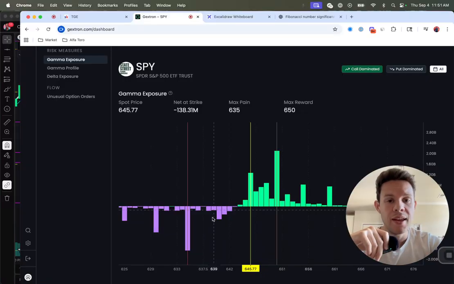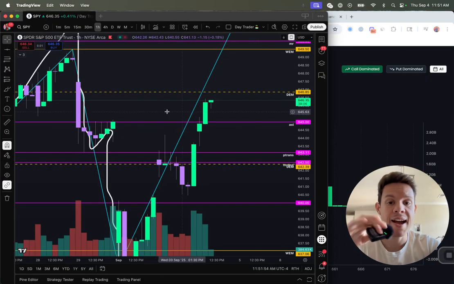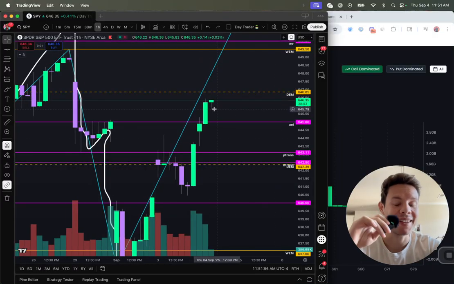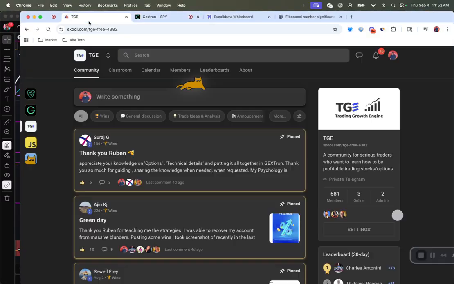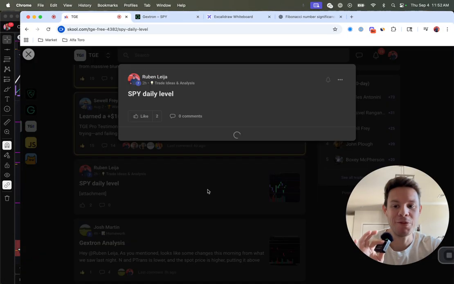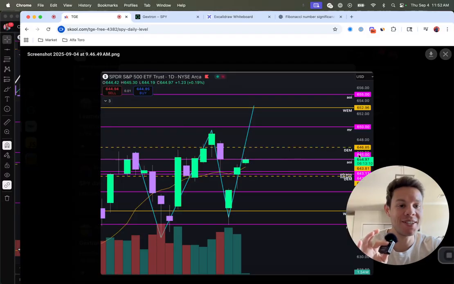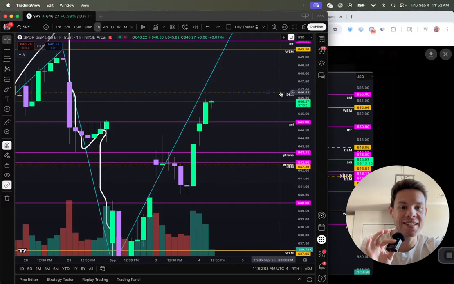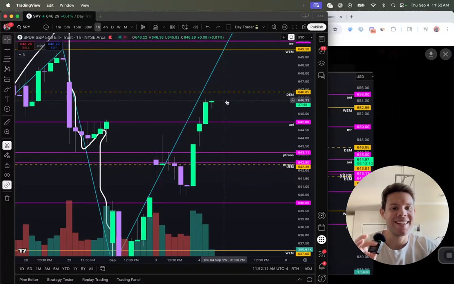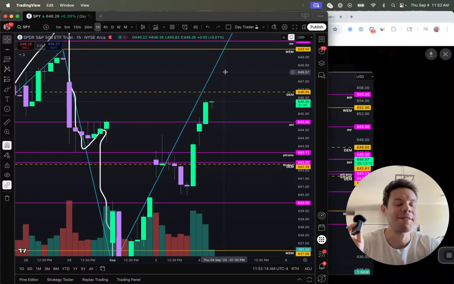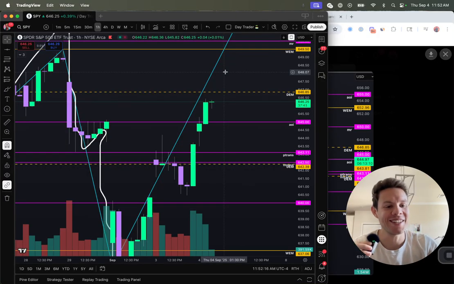Now that I have all those levels marked, and you can see here, I can't make this up. This was given 2 hours ago. I haven't touched it. 646.85. If we take a look at this, 680, we're literally there. It's just a few cents away. It doesn't even matter at this point. Gextron did it again. It nailed the daily top.